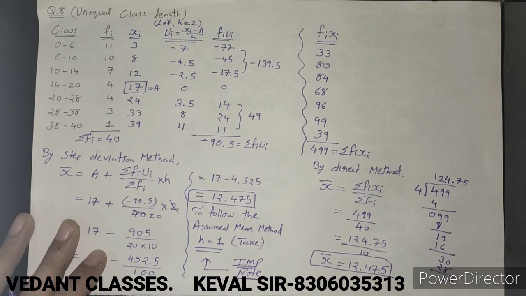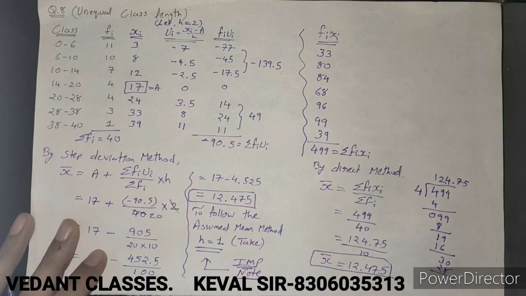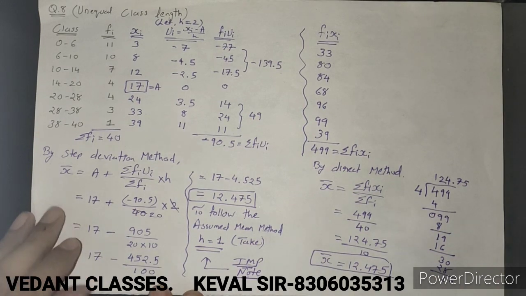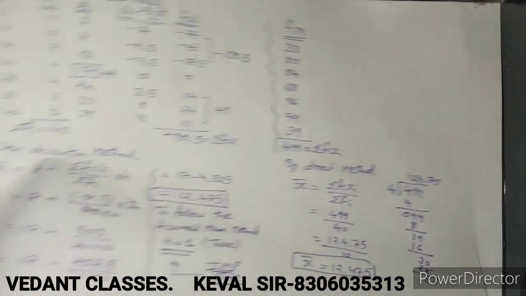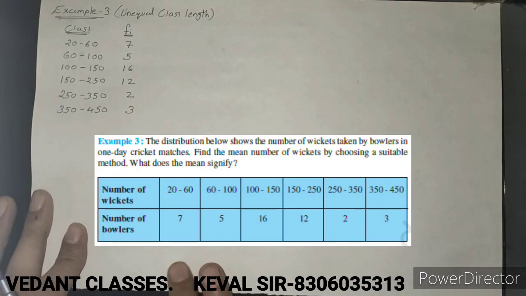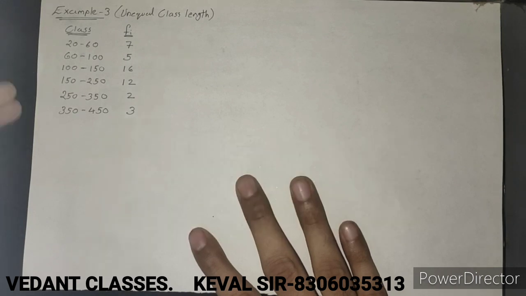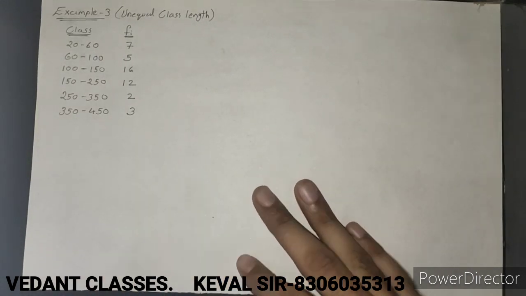Okay, now let's solve one more important sum, that is example number 3, which is given before exercise 14.1. Okay, so let's solve that question now. It is also based on the unequal class length. So it's the data for example number 3. You can see over here it's also for the unequal class length. Here the class length is 40, then here it's 40, then it turns out to be 50. Okay, so let's solve this one.